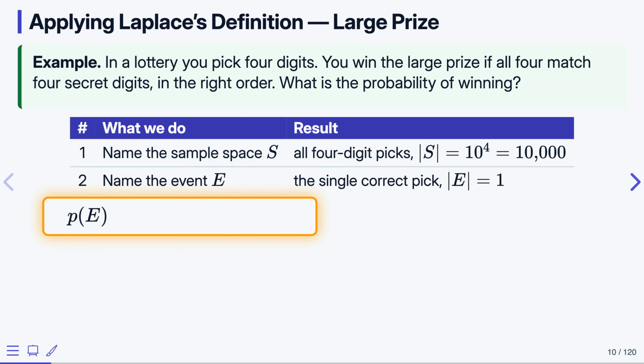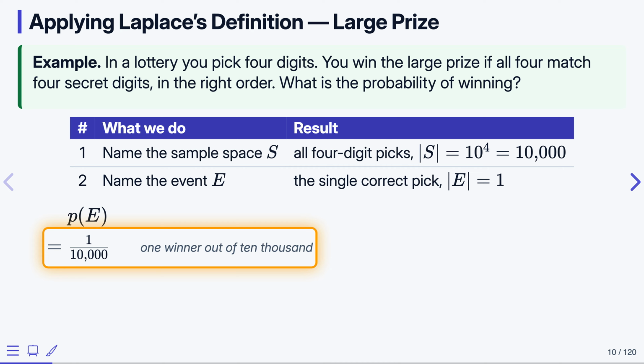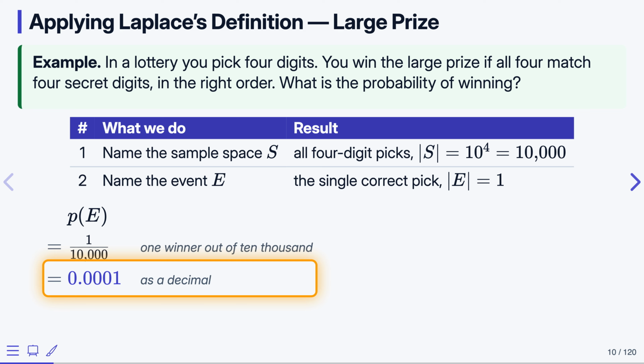Now the working. We begin with P of E. One winner out of 10,000. As a decimal, that is 0.0001.